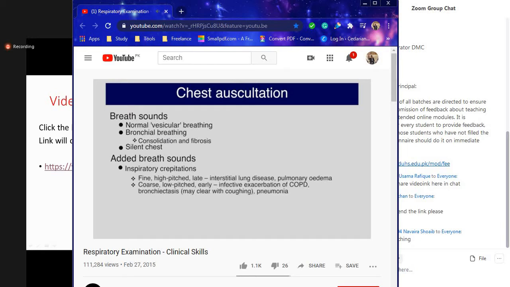An expiratory wheeze can be present. This is either monophonic or polyphonic. A pleural rub can also be heard in pneumonia and pulmonary infarction.